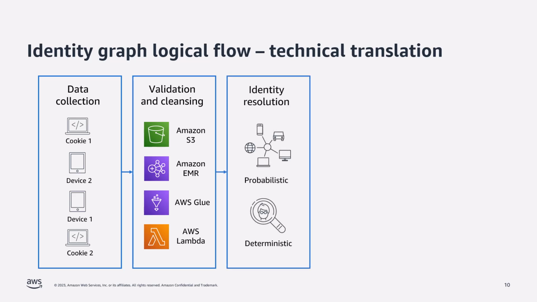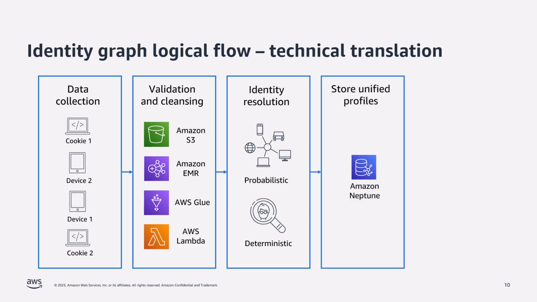Next is identity resolution, or the process we use to determine which anonymous user is linked to which known users, or which identifiers like phone number or email address are associated to a particular user. Now, there's two main ways of doing this, either probabilistic or deterministic identity resolution. Once identifiers have been stitched together, we can store all these unified profiles in Amazon Neptune, our managed graph database service.